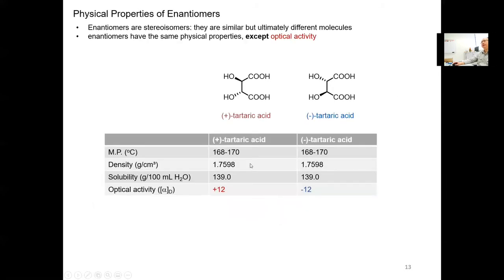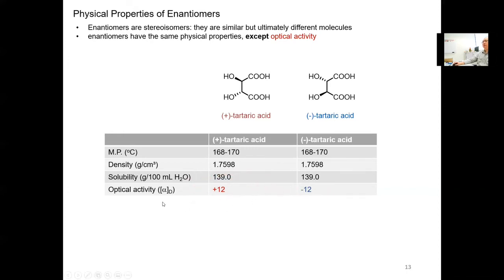All right. So how about the properties of enantiomers? Let's talk about physical properties first. Enantiomers are stereoisomers. They are similar, but they are different. Enantiomers have the same physical properties, except optical activity. For example, plus tartaric acid and minus tartaric acid are enantiomers. They have the same melting point, same density, same solubility, but their optical activity is exactly opposite to each other. So enantiomers have different optical activity.